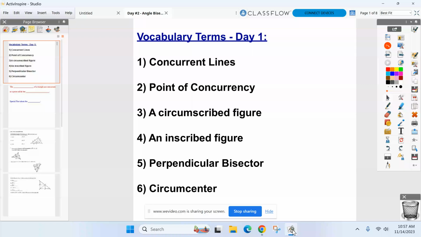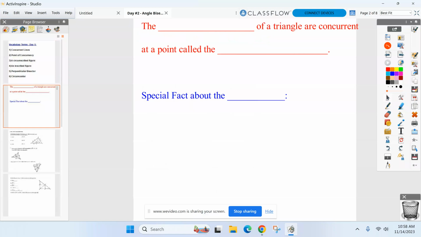Concurrent lines, a circumscribed or an inscribed figure, and then that whole circumcenter business from yesterday. What's up, John? Is the circumcenter just for the three angle bisectors? Watch your mouth. The three perpendicular bisectors? Correct. And not only that, that's half of it, knowing that it's where the three perpendicular bisectors meet. The other half is, well, why don't we just talk about it right now, because that was my next topic.